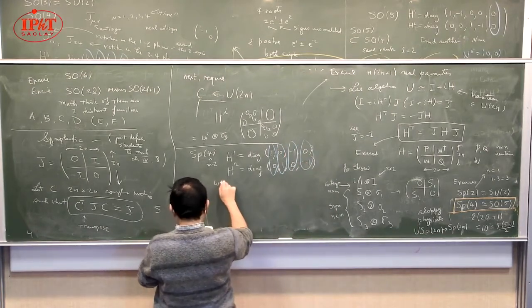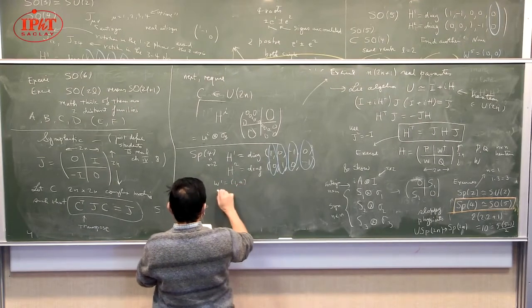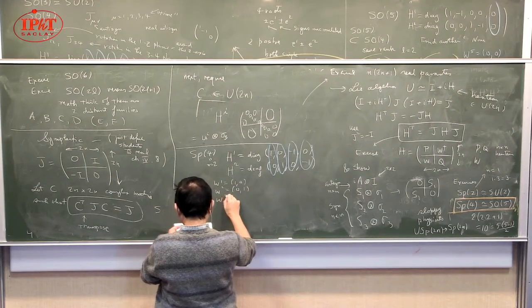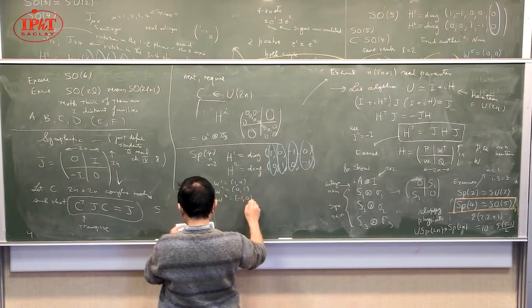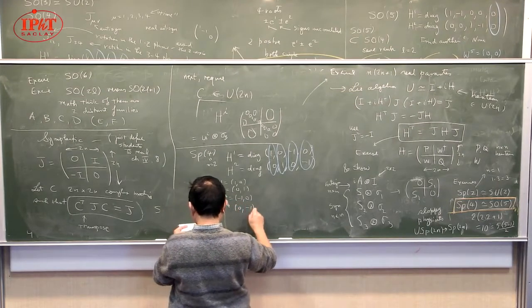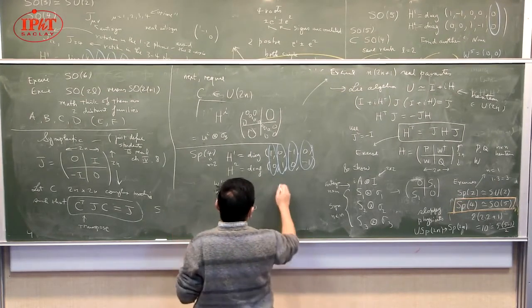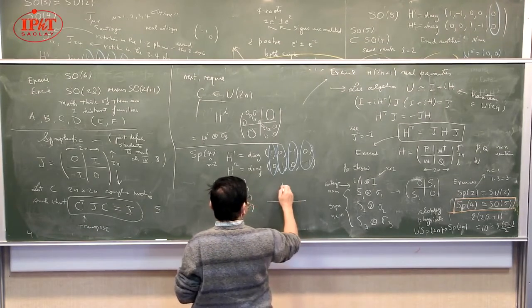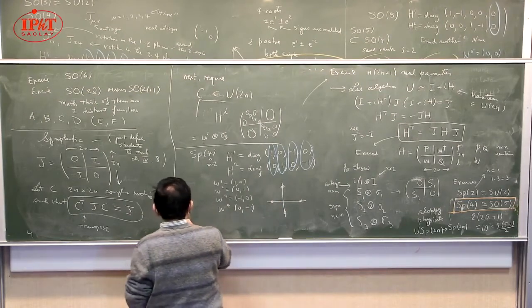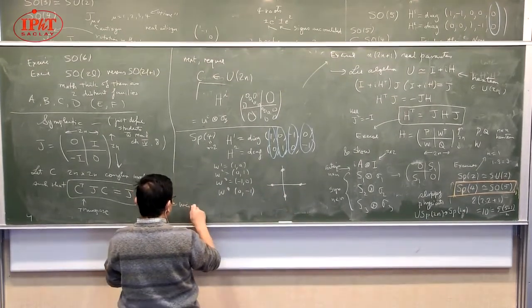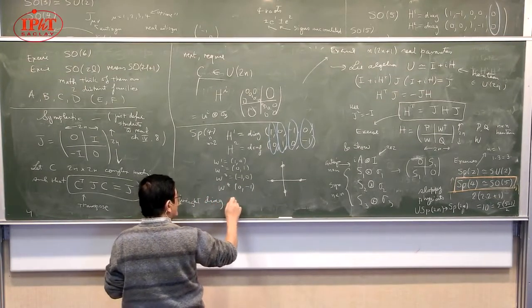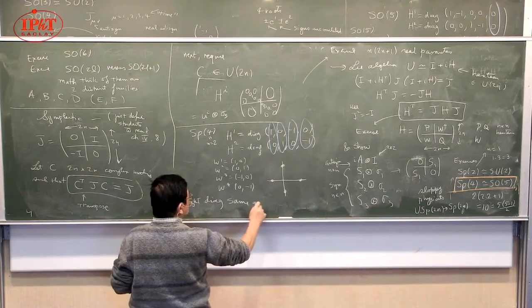So W1 is 1, 0. W2 is 0, 1. And W3 is minus 1, 0. And W4 is 0, minus 1. Okay? And it's these 4 roots. So the weight diagram for SP4 is exactly the same as SO4.